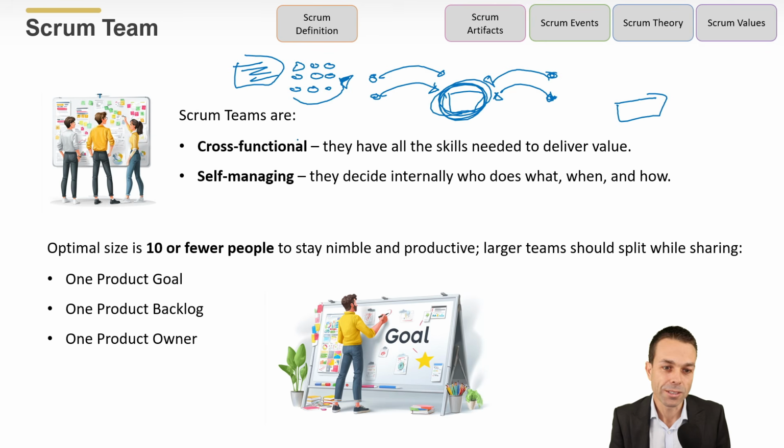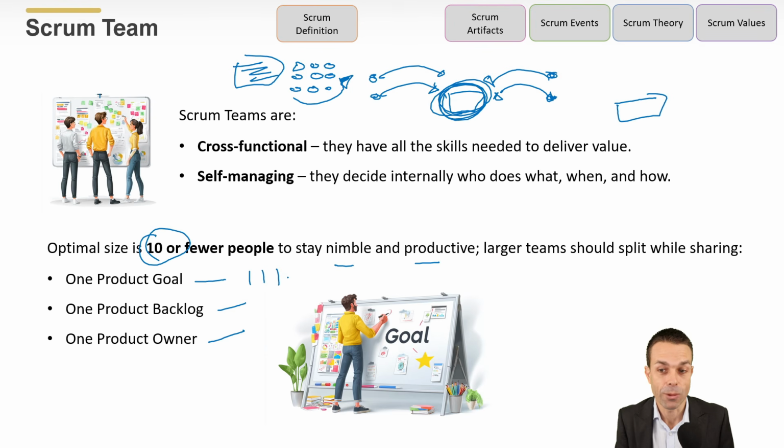The optimal size of a team is 10 or fewer people, and we do that to stay nimble and productive. Larger teams should be split while sharing one product goal, one product backlog, and one product owner. Now, this is important if you're taking a Scrum exam. If we do have multiple Scrum teams around the same product, they should still have the same product goal and the same list of items, the same product backlog, and just one product owner who works among those various teams. That's, again, if it's for the same product.